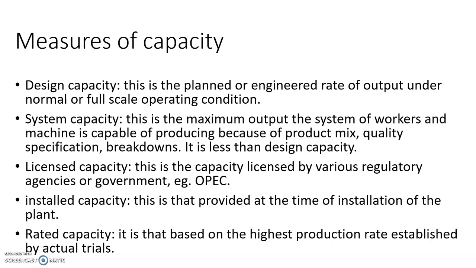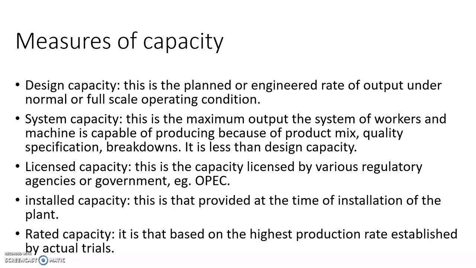System capacity. System capacity is the maximum output of the specific product or product mix the system of workers and machine is capable of producing as an integrated whole. The system capacity is always less than the design capacity, or at most equal to the design capacity because of the limitations of product mix, quality specification, breakdowns, and so on.